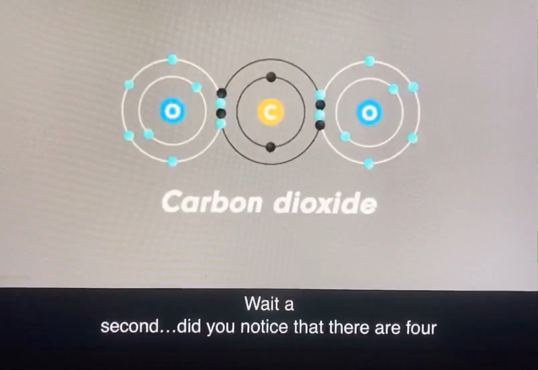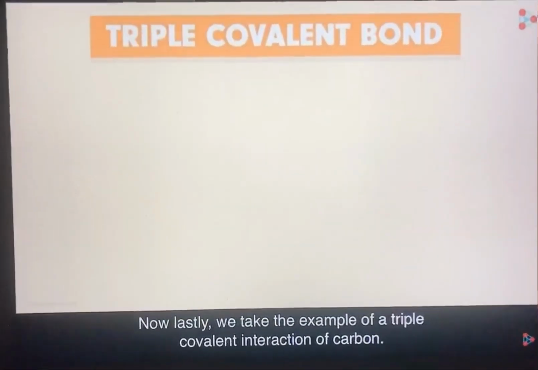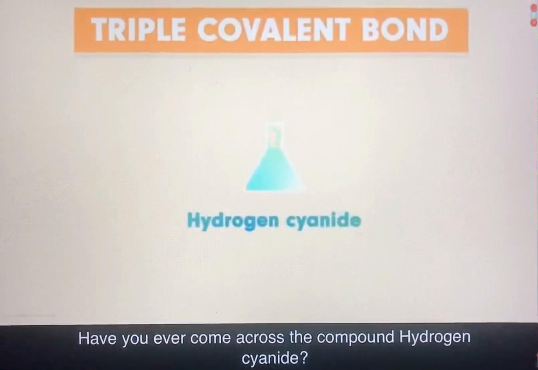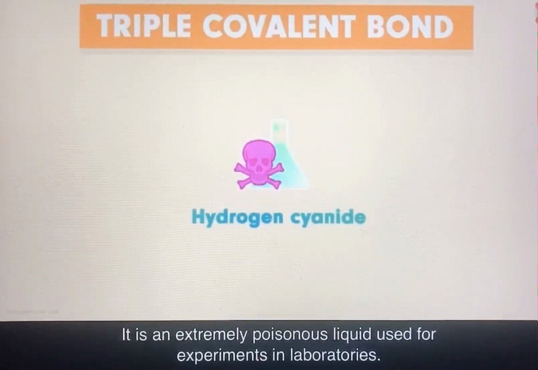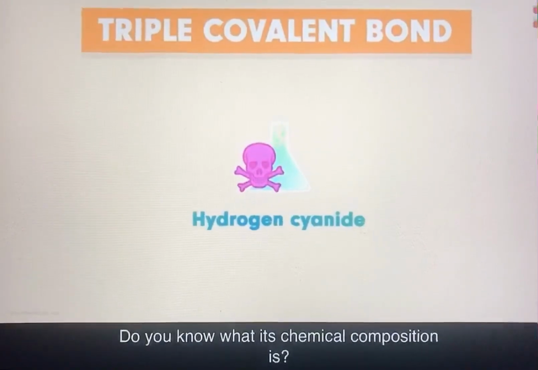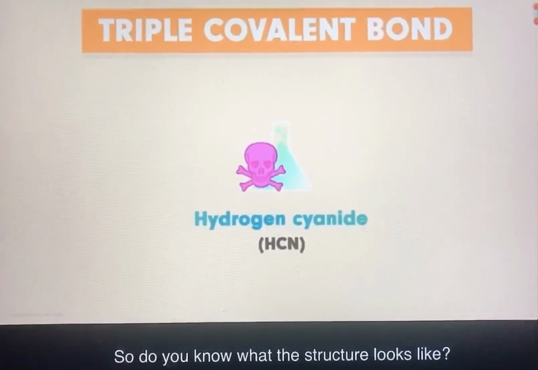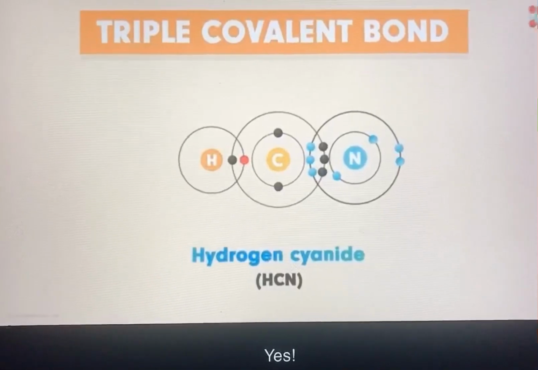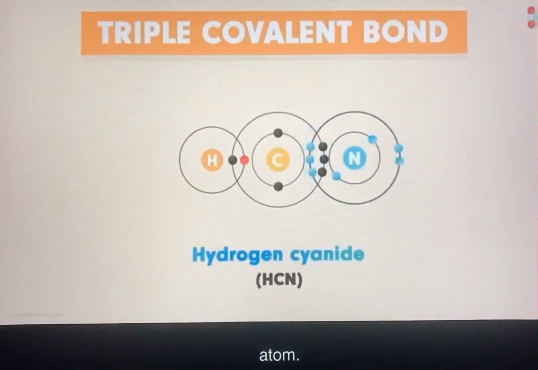Wait a second. Did you notice that there are 4 electrons of a triple covalent interaction of carbon? Have you ever come across the compound hydrogen cyanide? Yes, it's an extremely poisonous liquid used for experiments in laboratories. Do you know what its chemical composition is? It's HCN. So do you know what the structure looks like? It looks like this. Yes, 1 carbon atom attached to 1 hydrogen atom and 1 nitrogen atom.